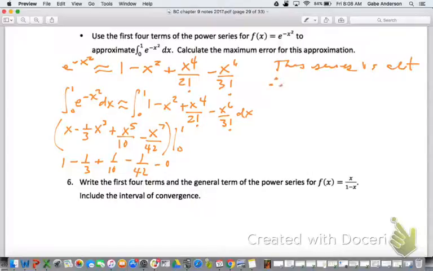Therefore, the error, I'll just say error because it uses that word, will be less than or equal to what concept? Yeah, the first neglected term, the one that showed up next, right? So error is less than or equal to the first neglected term. So then let's figure out what that first neglected term would be.